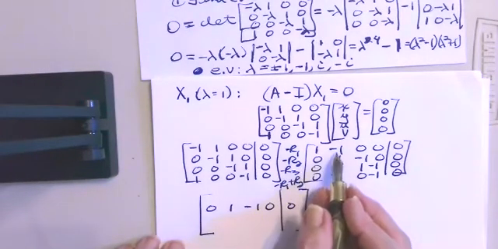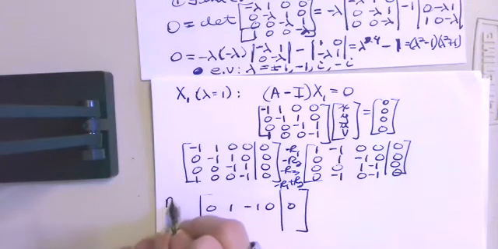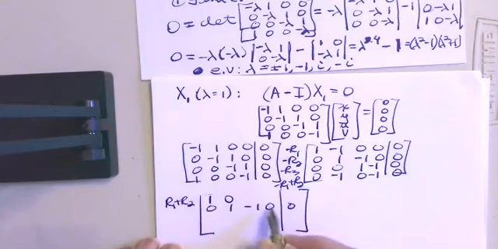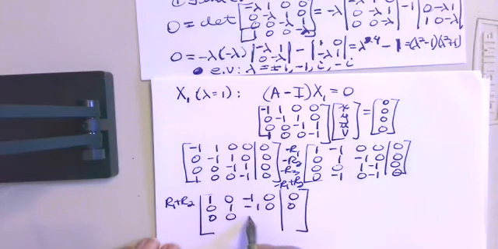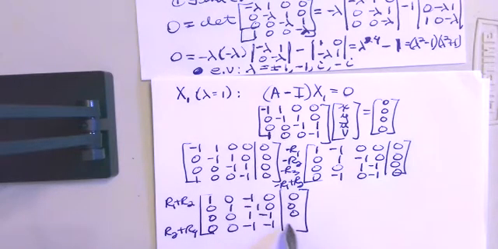Okay, and now to get the 0 here, you add row 1 plus row 2. So I'll get 1, 0, minus 1, 0, 0. And the third row is already in good shape. And the fourth row, you say row 2 plus row 4. Okay, you'll get 0, 0, minus 1, minus 1, 0.